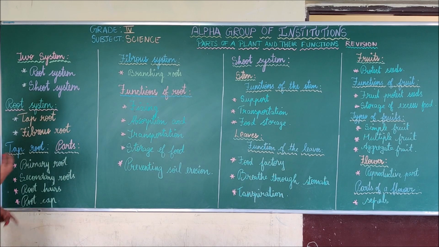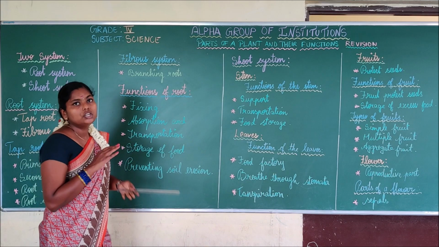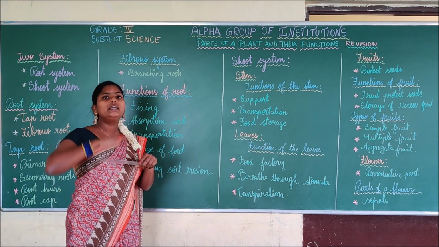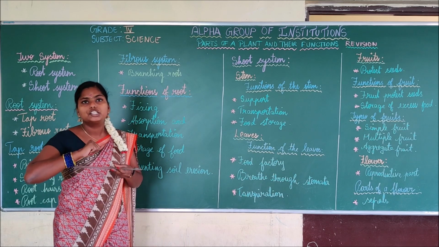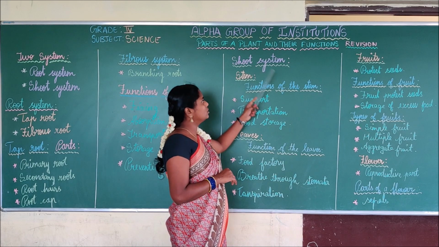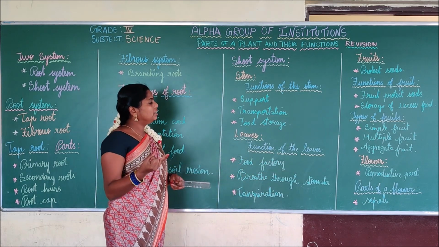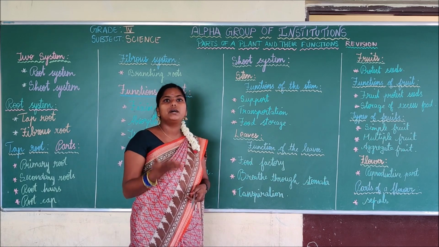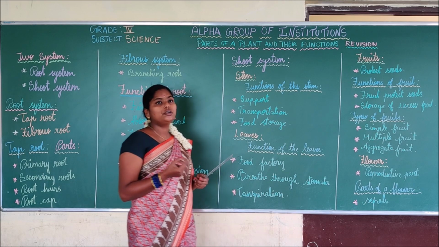So now we are going to the next one, shoot system. So root system is below the ground. Shoot system is above the ground. So below the ground is called root system and above the ground is called shoot system. Are you here, children? So here in shoot system there are so many parts: stem, leaves, fruits, flowers, buds, seeds. So now we are going to see one by one.